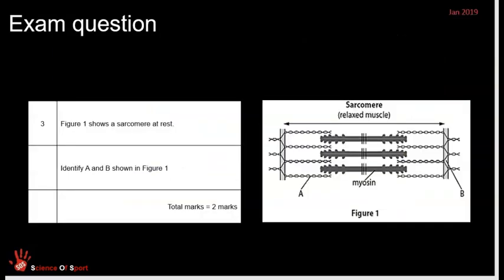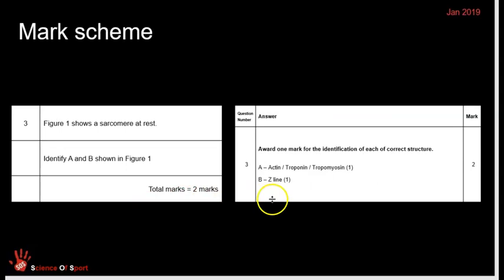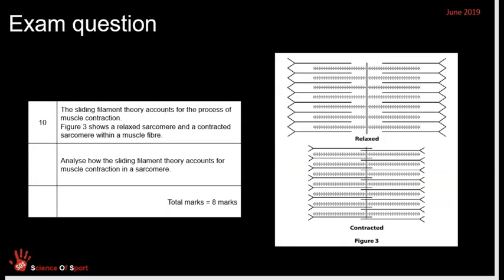I just want to finish by showing you two exam type questions you may come across. So this one is more of a know the parts. It's given you a diagram, it's asked you to label the two identified anatomical features of the sarcomere, and hopefully you would have recognized that A was the actin and B was the Z line.